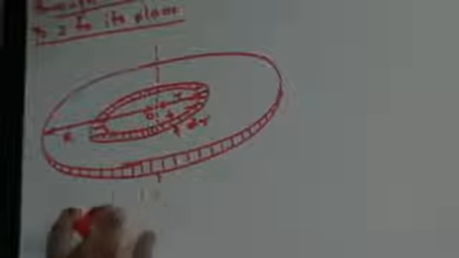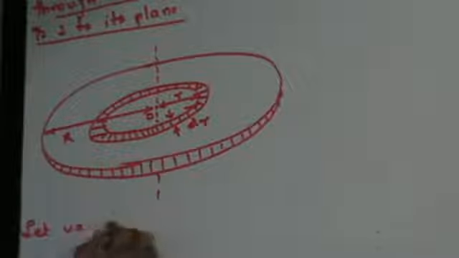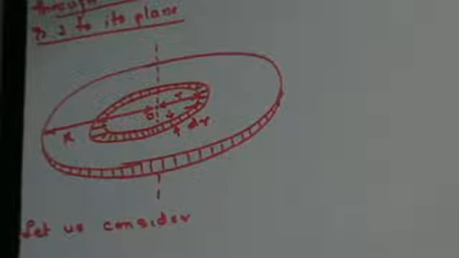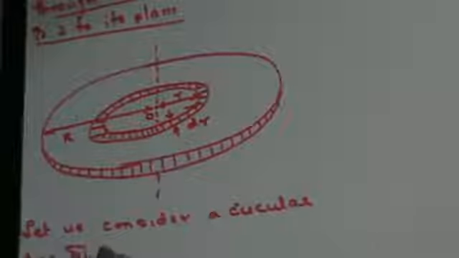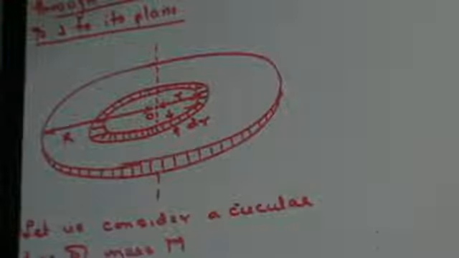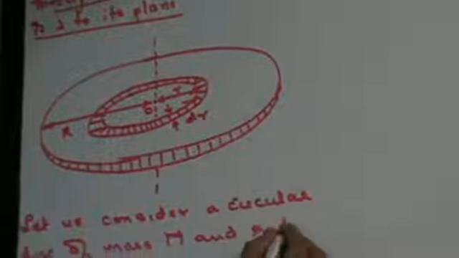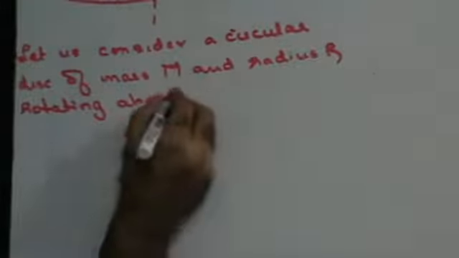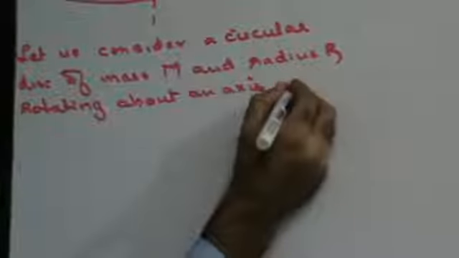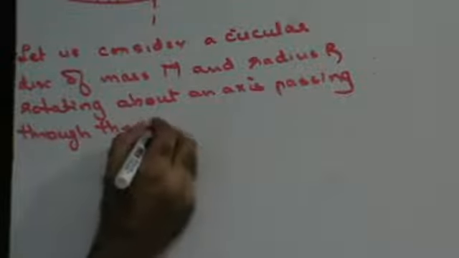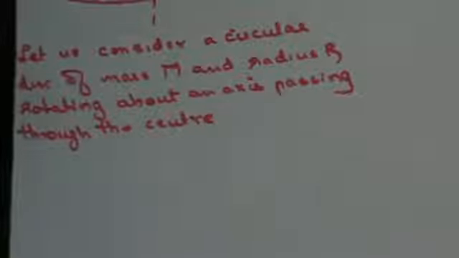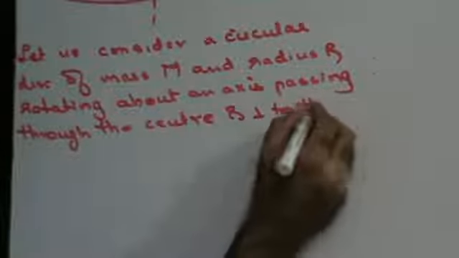Right, so you will say, let us consider a circular disc of mass M and radius R, rotating about an axis passing through the center and perpendicular to the plane.